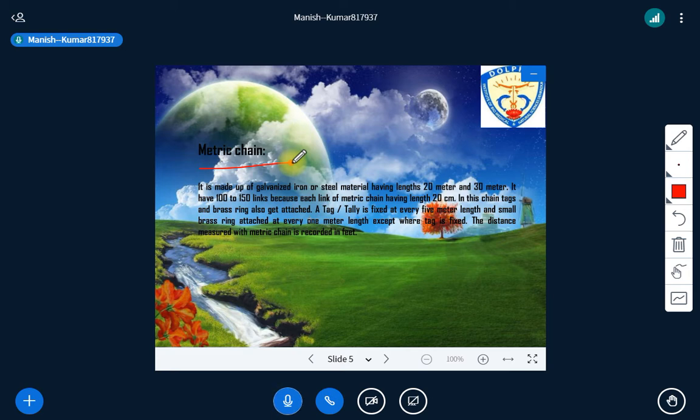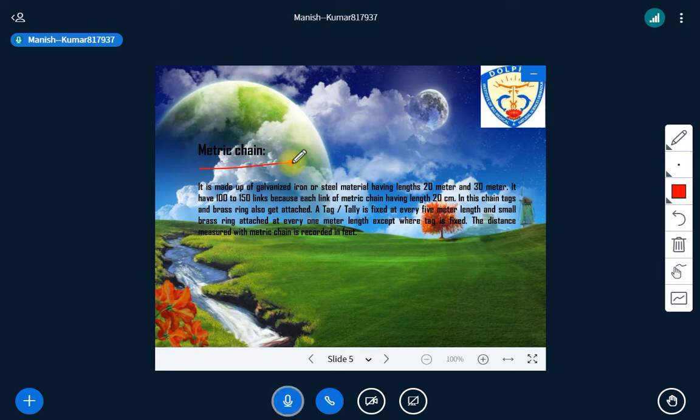And as you have already studied in the previous slide, the chain is made up of links. Since the length is 20 meters or 30 meters, several links can be used. The number of links may be 100 or 150. Why is it so? Because each link has a length of 20 centimeters, that is fixed. So you need 100 links to get 20 meters, and 150 links to get 30 meters, right?